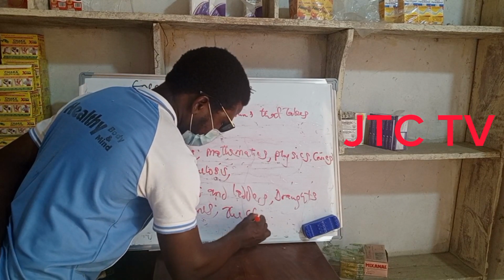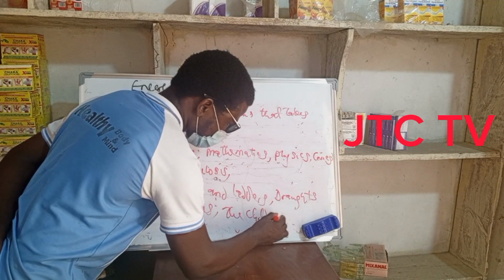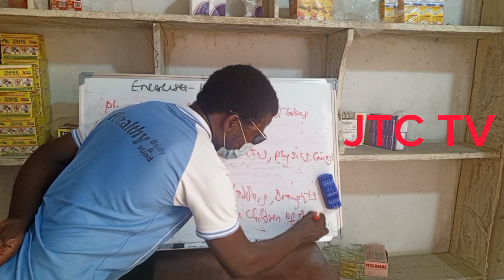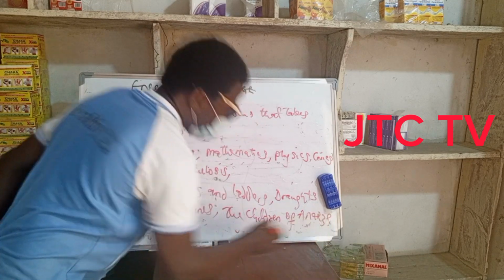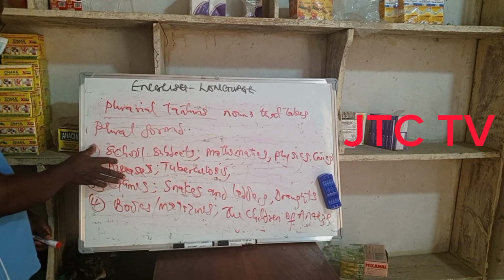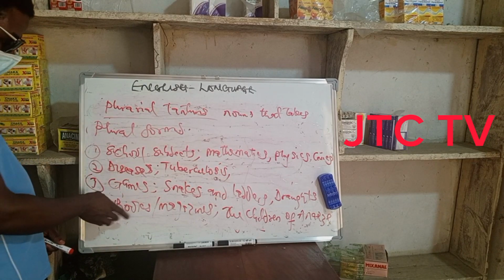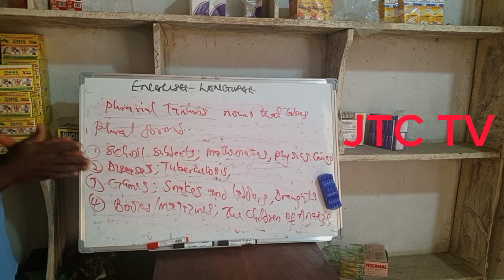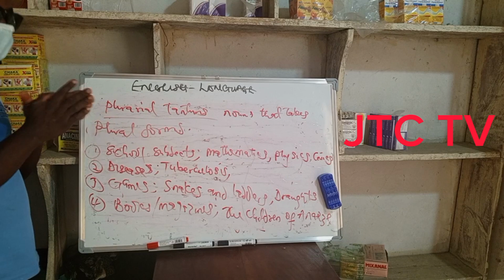The children of Annas. Right? So you can see that all these school subjects, diseases, games, books or magazines take plural forms. That's what we are referring to as pluralia tantums.